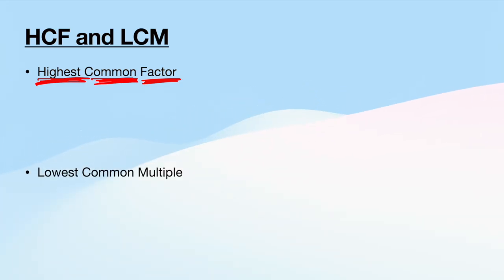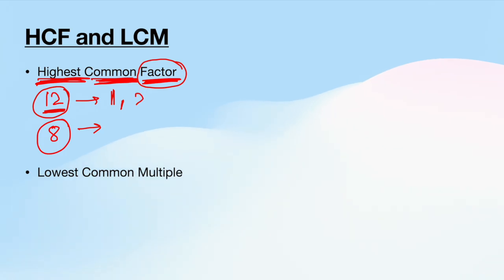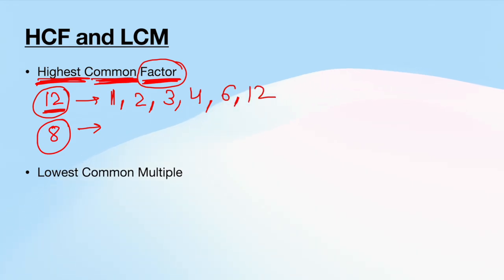So if I ask you about two numbers, 12 and 8, and I try to find the HCF of it. HCF means highest common factor. Factor, as I told you, means all those numbers which can divide a given number. So what are the factors of 12? 12 is divisible by 1, 2, 3, 4, 6 and 12, right? You can see it like that as well: 1 into 12, 2 into 6, then 3 into 4. No number in between, right?